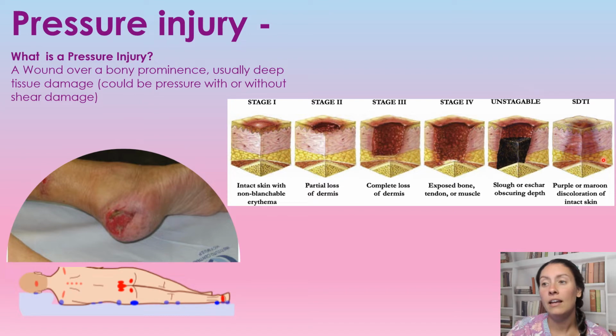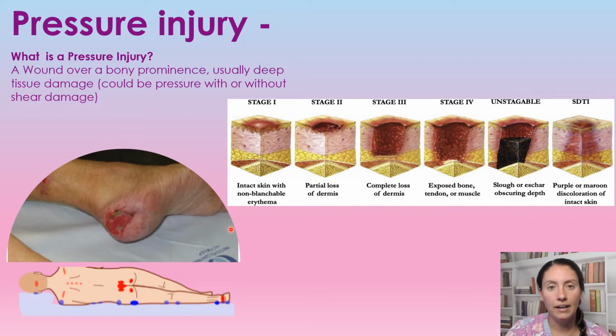And then our suspected deep tissue injury, this is purple or maroon coloration. It is intact skin, but normally it is a deep tissue wound, and if it actually opens up, it's going to be down to the bone most times. It's going to be quite deep. So we do want to be getting these people turned.